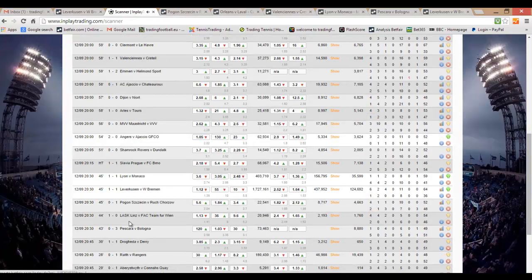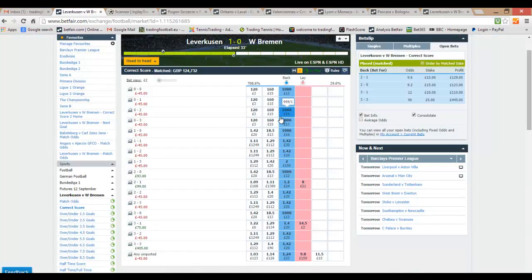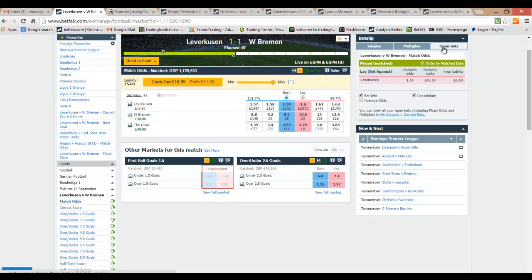And a goal just on the stroke of half time by Bremen, 1-1. So the Leverkusen lay on the match odds was a useful move. It doesn't get us out of trouble particularly, but what it does do is bring into play some of the higher scorelines. Leverkusen were the 1.45 pre-match favourites, so the 2-1 and the 3-1, which I backed pre-match, should and will come in. So I've got some leverage there.